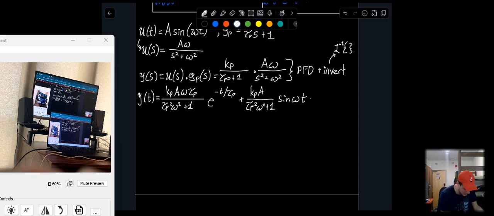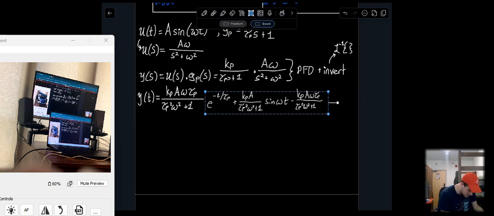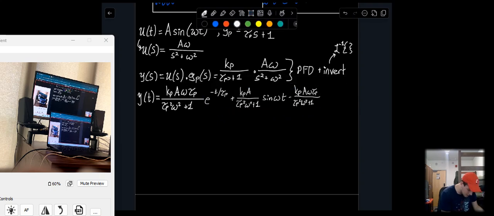And there should also be a cosine term on here as well. That should look like this: tau p squared omega squared plus 1. And then I should shrink this down a little bit. This would be cosine omega t, right?